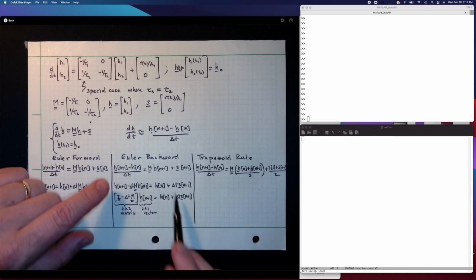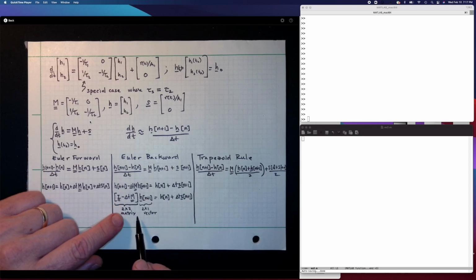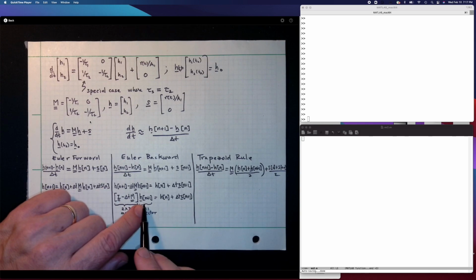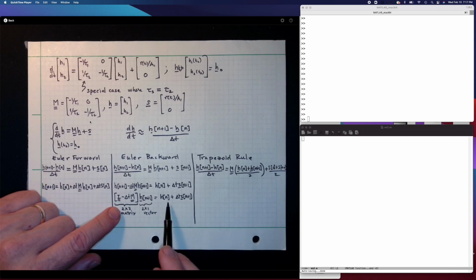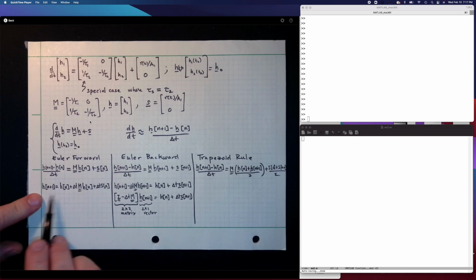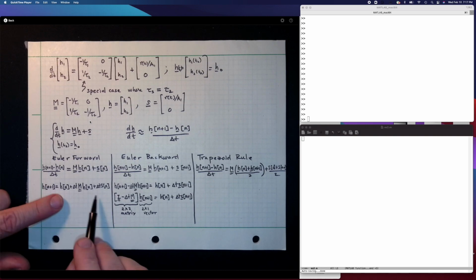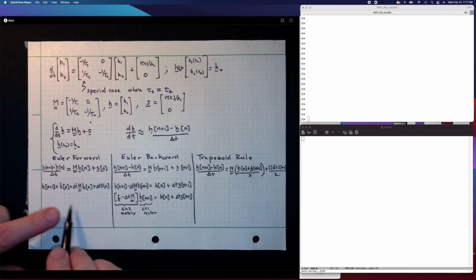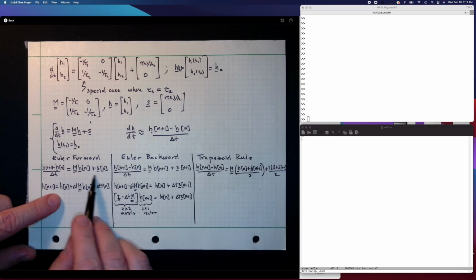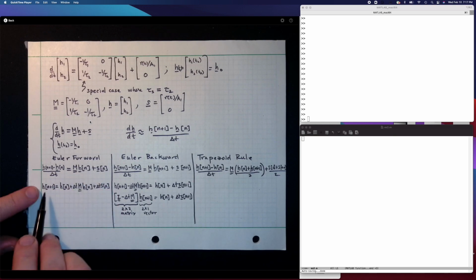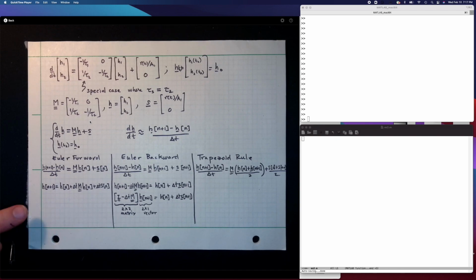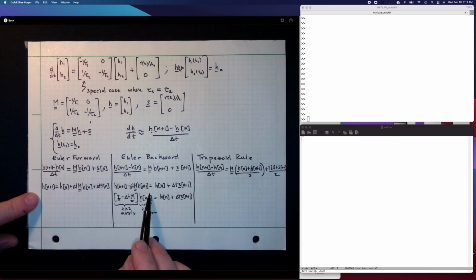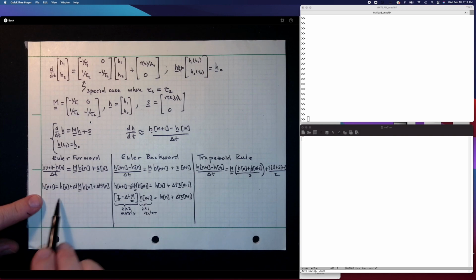So we say that this is an implicit scheme in that it implicitly defines what h is in terms of a system of linear equations. Whereas this one, the Euler forward, was much more straightforward because we did not have to solve any system. We could just evaluate the right hand side here, and this gave us the left hand side directly. So this one is an implicit scheme. This one is known as an explicit scheme.